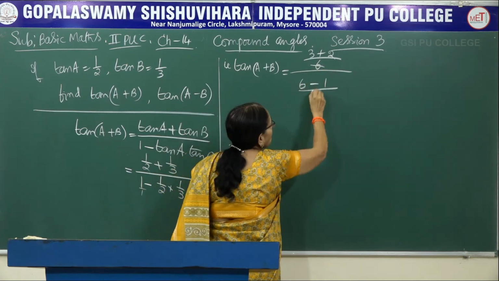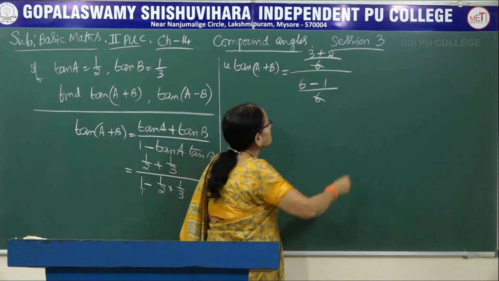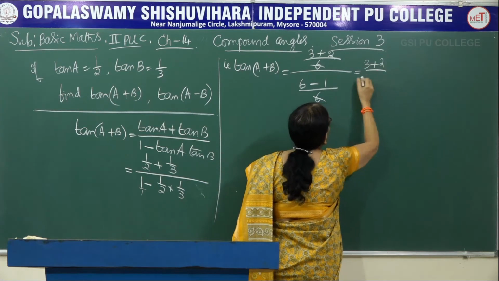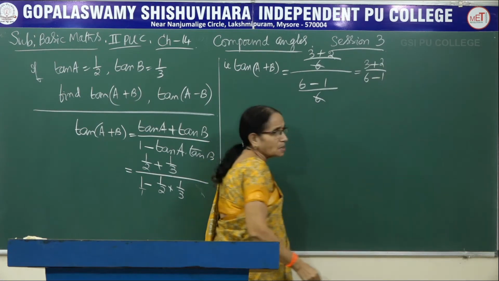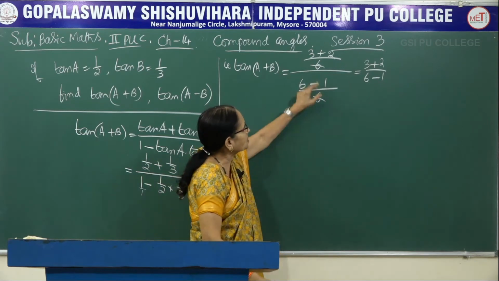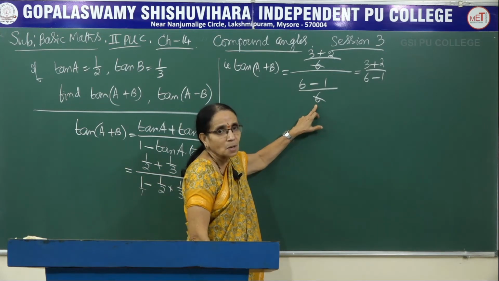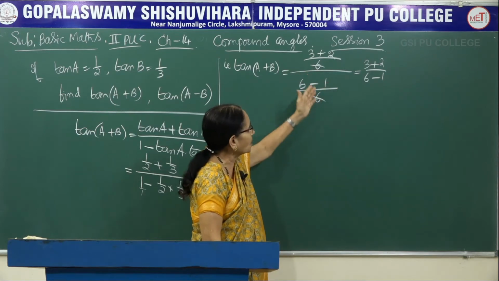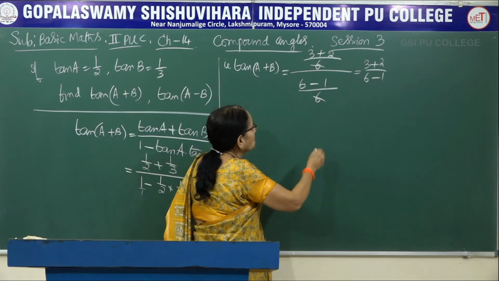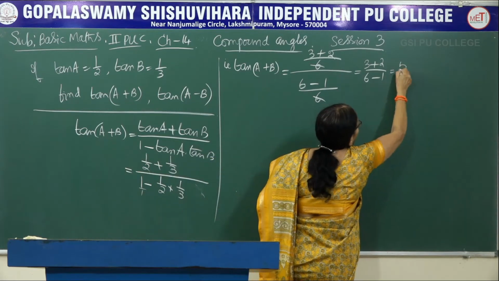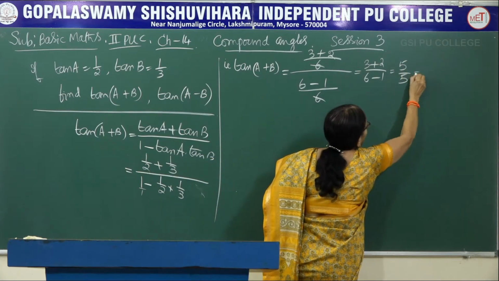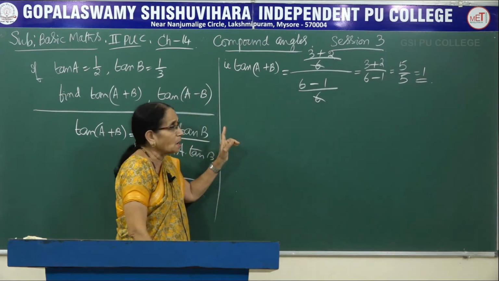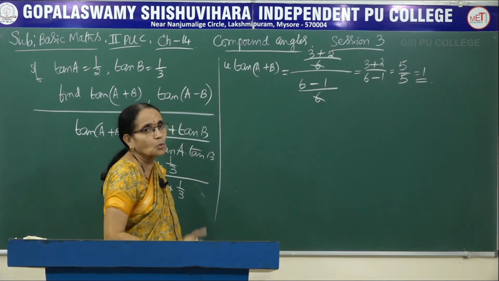Now cancel 6 here. Now let me write the remaining numbers. Numerator 3 plus 2, denominator 6 minus 1. Now why we cancel this is, this being the denominator of the denominator goes to the numerator, so automatically we can cancel the numbers here. Now this would be equal to 5 divided by 5, hence the value is equal to 1. So in this case, for this data, tan of a plus b equals 1.